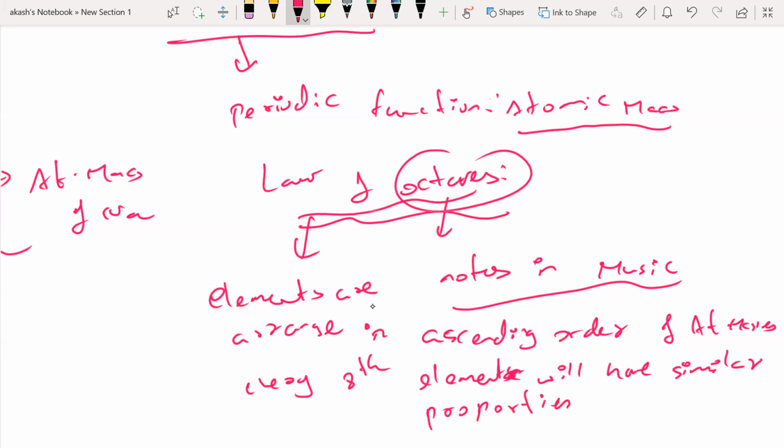This is exactly what he told. If we arrange the elements in the ascending order of their atomic masses, every 8th element, how in music every 8th note repeats, right? The sa is repeating, re is repeating, all these are repeating. Like that, every 8th element will show similar properties.